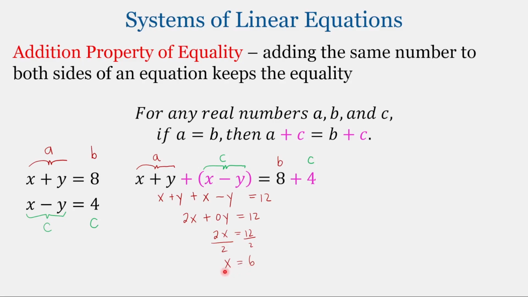So we have found the value for x, and we can plug this value into either of these two equations to find y. I'll go ahead and plug it into this first equation. So we have x plus y equal to 8. So this is 6 plus y equal to 8. Subtracting 6 from both sides, this gives us y equal to 2. So the answer is the ordered pair 6, 2.